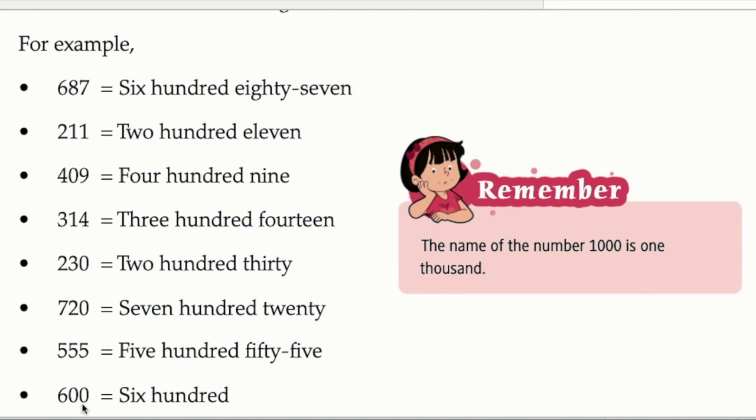The next number is 600. Here, if you see, there is no number in ones place and no number in tens place. In hundreds place we have 6, so we are writing SIX. After 6 we are writing HUNDRED. Since there is no number in ones and tens place, we are not writing any. So it is read as SIX HUNDRED.